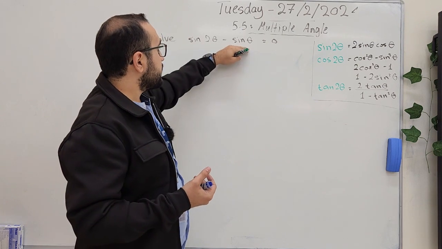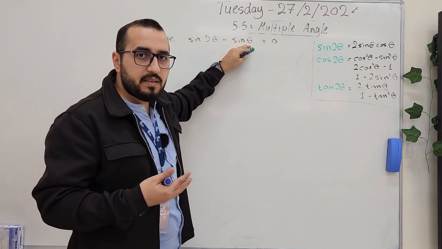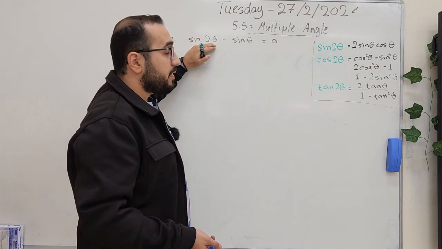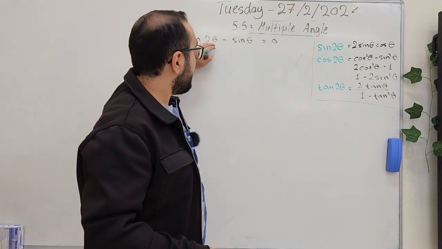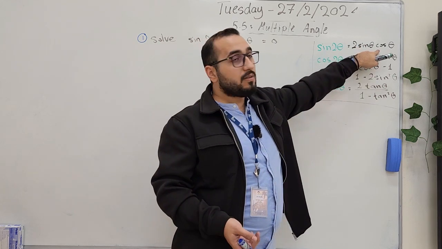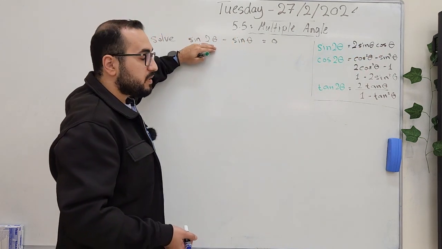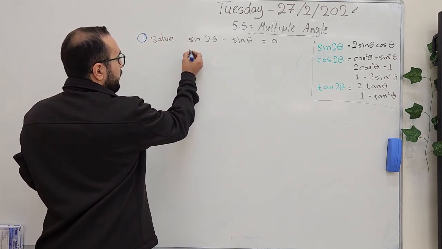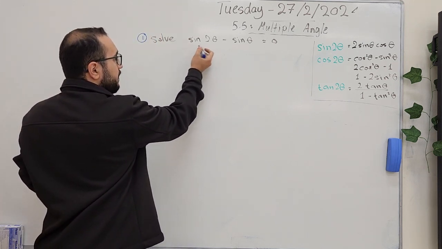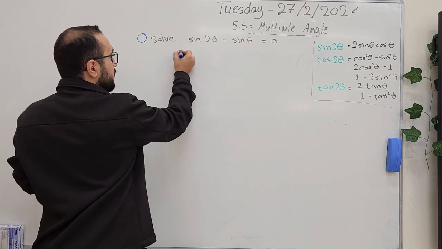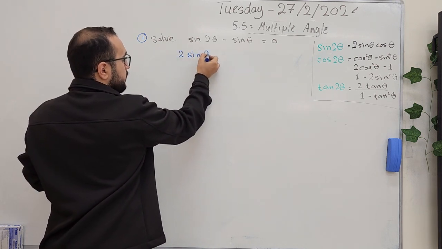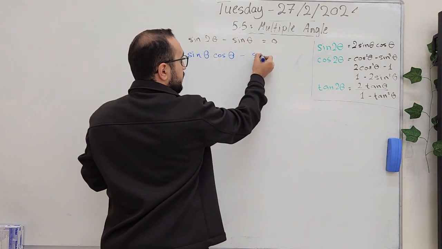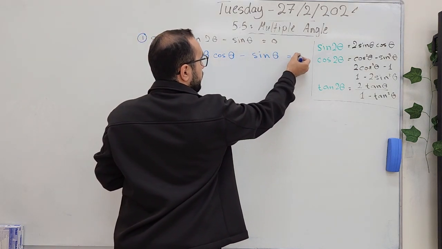If you look at this question, I have sine theta. Sine theta is already simplified. I can't simplify anything more. But here sine is double theta, double angle. So sine double angle, it's equal what? 2 sine theta cosine theta. So now I have to simplify this part. So I have to replace sine double theta with 2 sine theta cosine theta minus sine theta equal to 0.